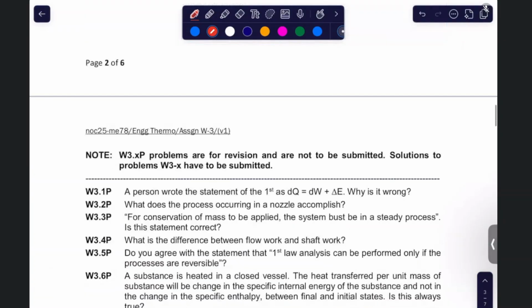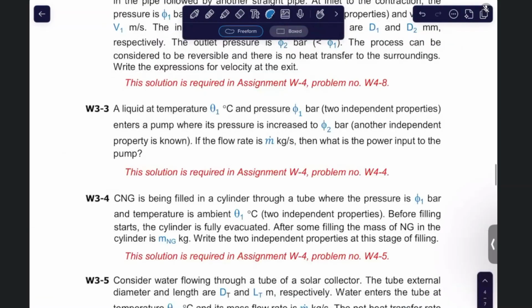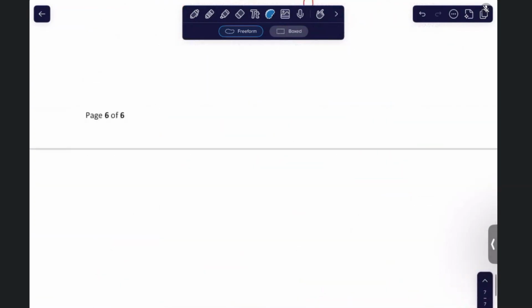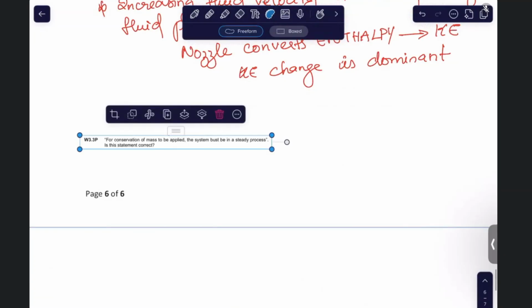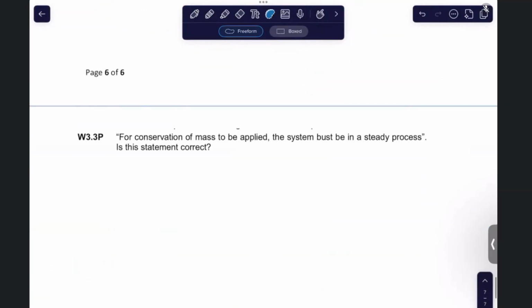For conservation of mass to be applied, the system must be in a steady state process. Is this statement correct?